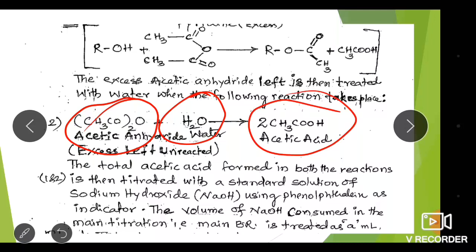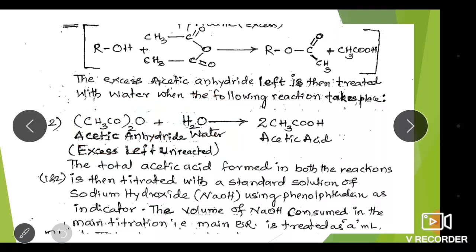So the total acetic acid formed in both reactions is then titrated with a standard solution of sodium hydroxide, which is an acid-base neutralization reaction, using phenolphthalein as an indicator. The volume of NaOH consumed in the main titration, the main BR, is treated as A ml.